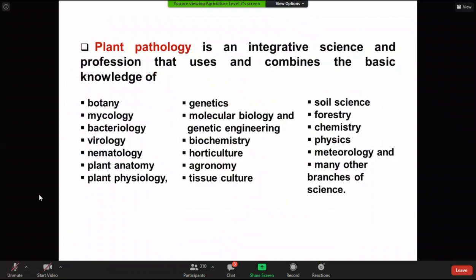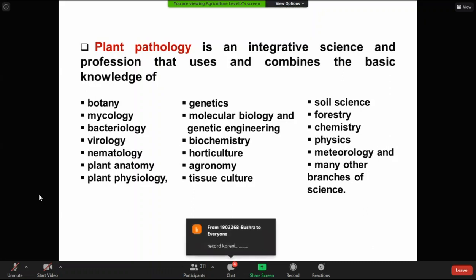So it is an integrative science and profession that uses and combines knowledge from different disciplines, for example botany, mycology, bacteriology, virology, nematology. You should have knowledge of plant anatomy, plant physiology, genetics, molecular biology and genetic engineering, biochemistry, horticulture, and morphology and anatomy. You should have a very clear understanding of the morphology and anatomy of a plant if you want to study plant pathology.